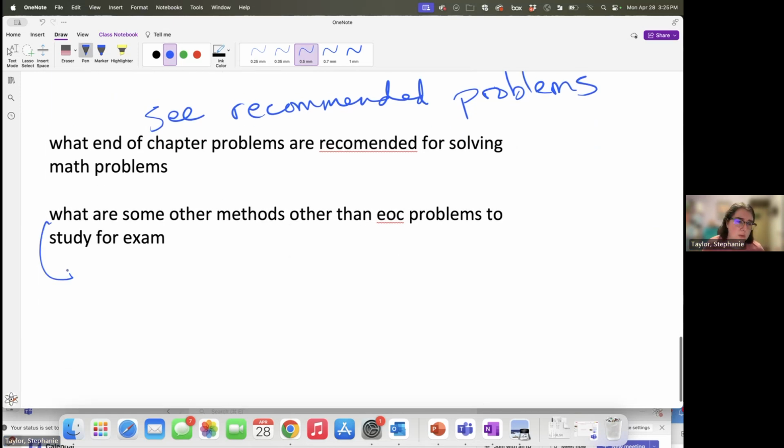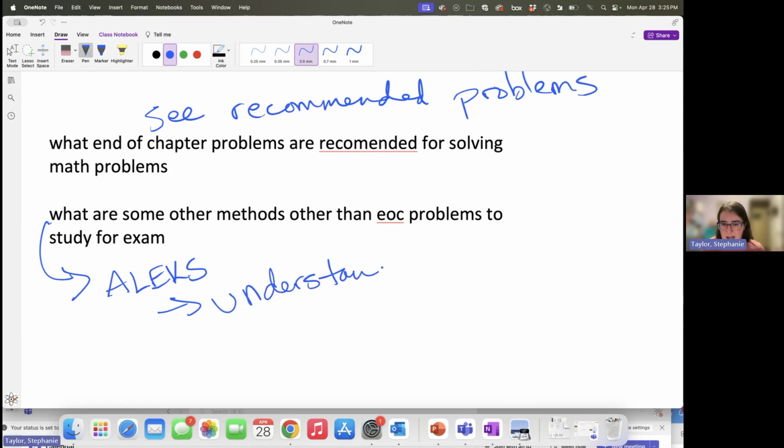And then what are some other methods rather than end of chapter problem study for the exams? So this is one of those things where keep in mind you guys still have ALEKS. And I would tell you to understand ALEKS, what's going on in there. I understand that since they have deadlines, a lot of times people are just like, I'm just going to get through ALEKS and not worry about what's actually happening. I get it, but that is a problem.